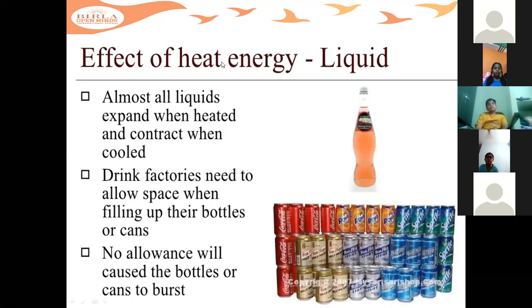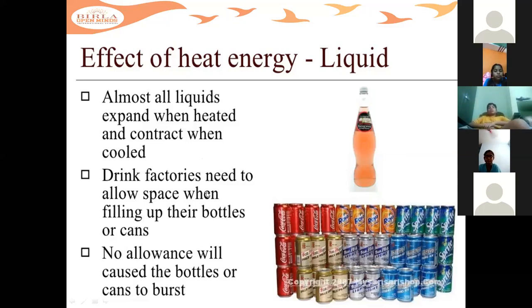Okay, and we have also seen the effect of heat energy on liquids. Why is there a small gap in these cool drink bottles? Because liquids expand. When the bottles are kept in the refrigerator, there might be chances of keeping them outside. Usually shopkeepers keep all the cool drinks outside. So there might not be very cool conditions in the room where they are kept. There might be hot temperature outside.